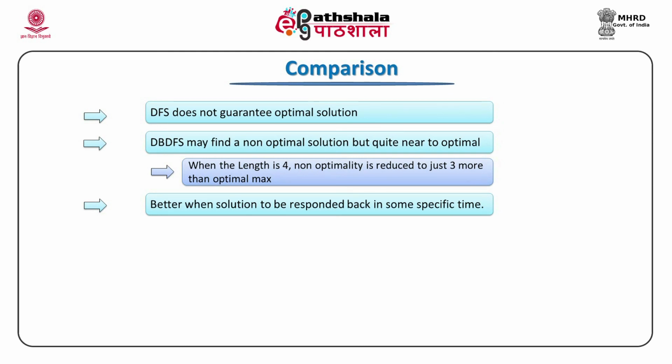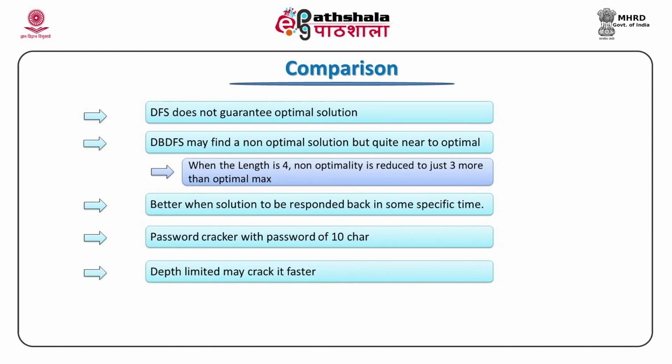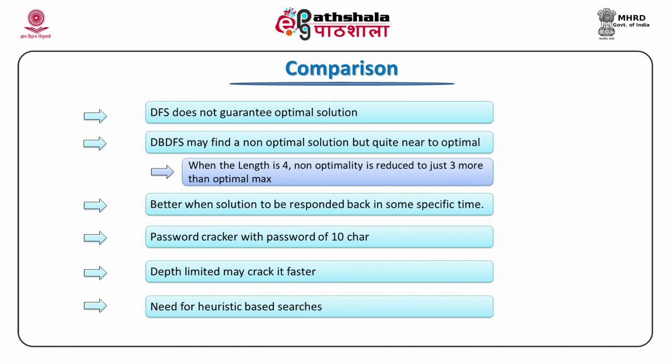Suppose, and this is a real world example, you want to write a password cracker, and what you are doing is checking each password. If you try depth first search, you probably will not get it, but if you try depth bound search, and the password is 4 characters or 5 characters, you will be able to crack it better, because otherwise it takes much more time. And obviously this clearly indicates that we need heuristic based searches.